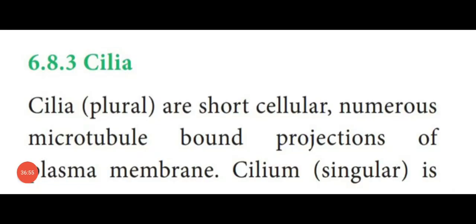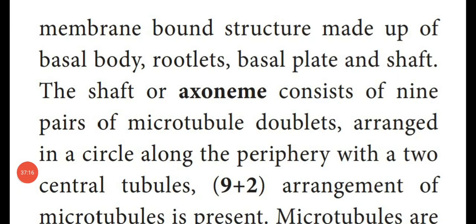Dear students, next one is the cilia. It is the plural form. It is a short, cellular, numerous microtubule-bound projection of the plasma membrane. Cilium is the singular form. This cilium is a membrane-bound structure made up of basal body, rootlets, basal plate and shaft.